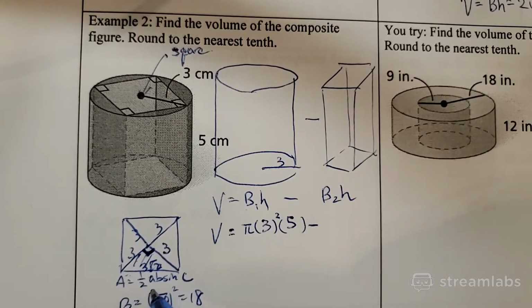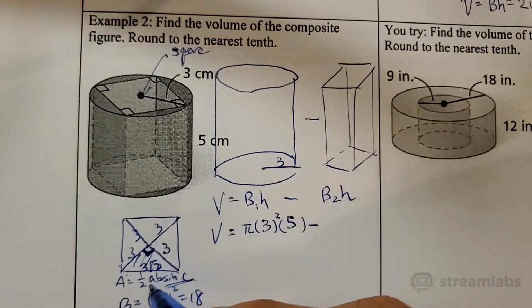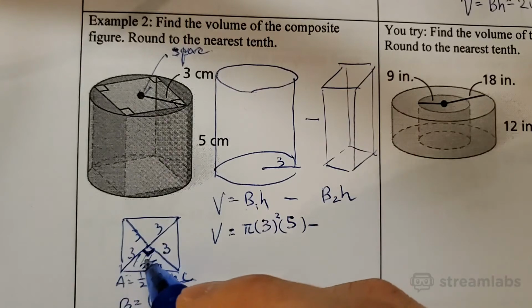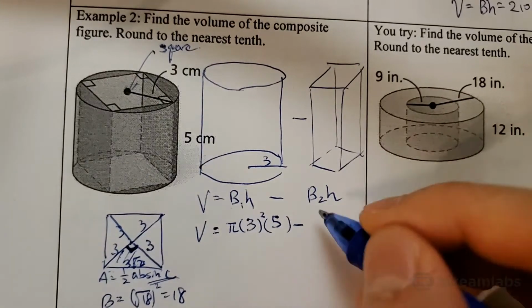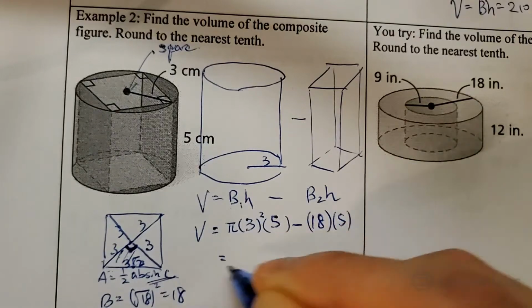Another way, if you want to use 1/2 AB sine C, sine 90 is actually 1. So same thing as 1/2 times 3 times 3, which is 4.5. So times that by 4, you still get 18. Okay, no matter how you do it, you're going to get 18. Okay, so it's 18 times height, which is still 5. So you multiply and then subtract.